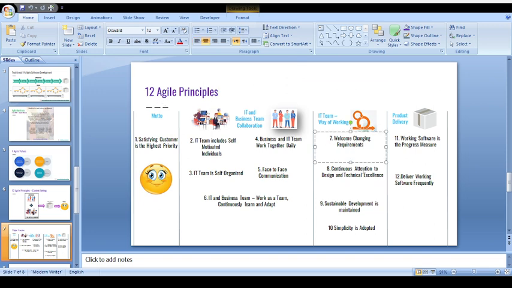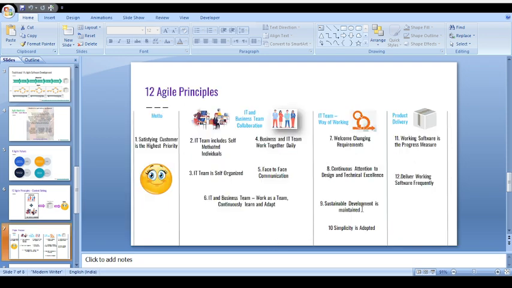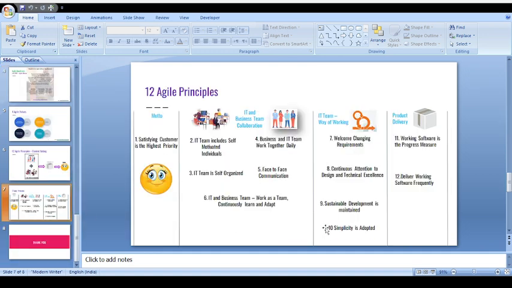Once the requirements are available, the IT team will continuously focus their attention on improving their design and technical excellence, and then they start developing the software. As we said, on an average of 3 to 4 weeks, the development team will provide the software to the client team or the business team to evaluate. So sustainable development will be maintained by the IT team. And whenever the software is given to the business team at the end of 3 to 4 weeks, all the activities including design, build as well as quality activity will be completed, and 100% of the product will be given to the customer, instead of having some work pending.